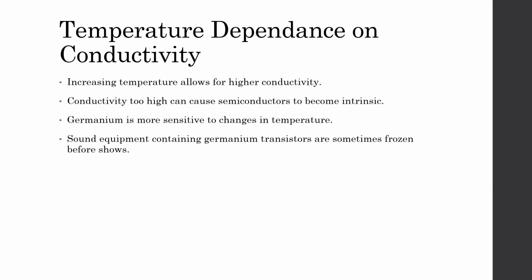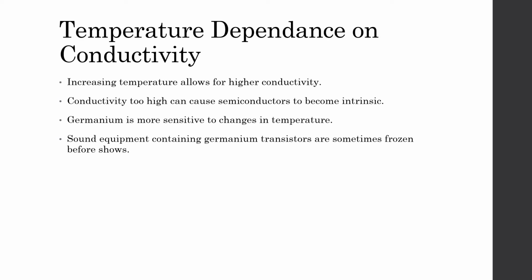Conductivity is dependent on temperature, as that determines the lattice length and the amount of energy that electrons have to try to be conductive. It allows for higher conductivity. However, increasing the temperature too much can cause semiconductors to become intrinsic, as electrons or holes will be allowed to be conductive.